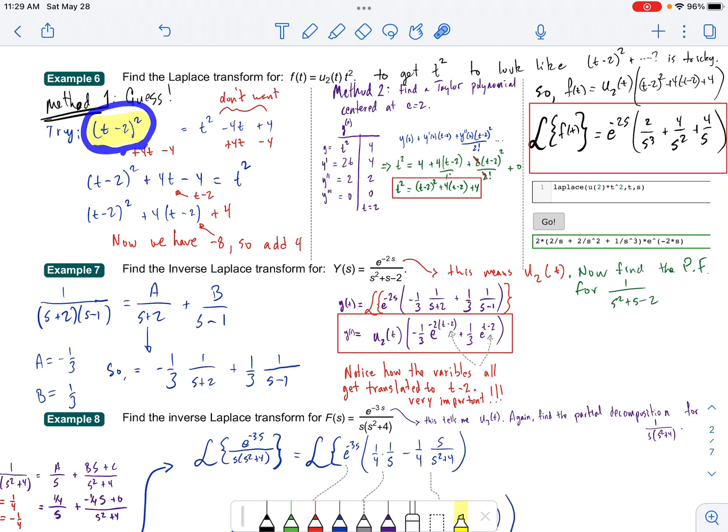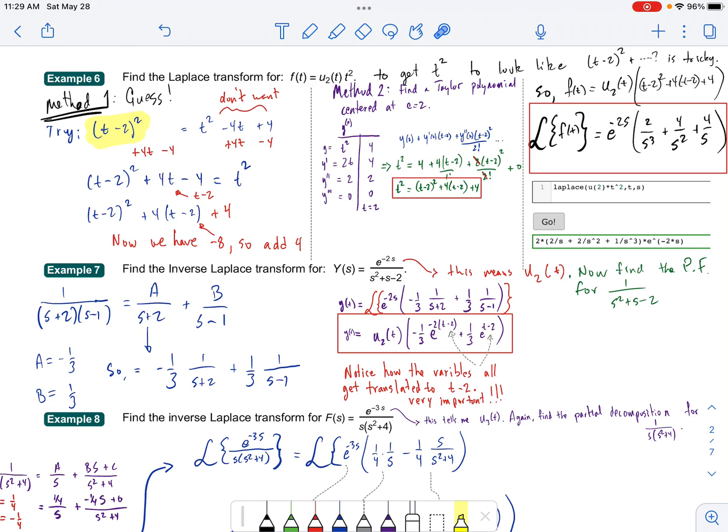If I multiply this t minus 2 squared out, I get t squared minus 4t plus 4. And in my function, f, I just have a t squared. I don't have this other garbage here. So I need to add 4t, and I need to subtract 4 to make it just t squared. So on the left-hand side, if I take my guess of t minus 2 quantity squared, add the 4t, add the negative 4, that's still equal to t squared.